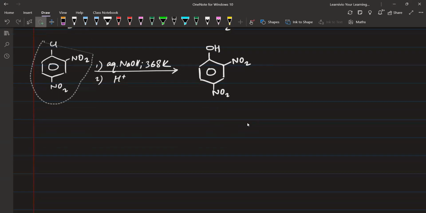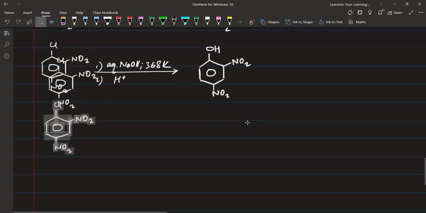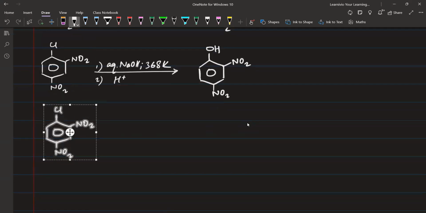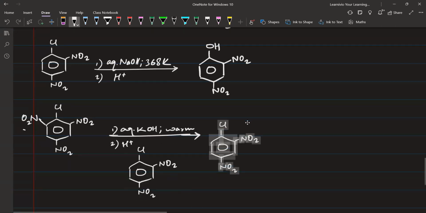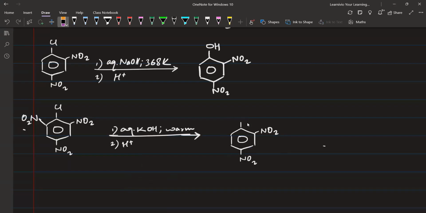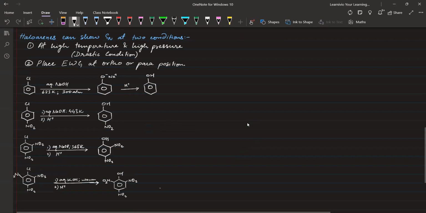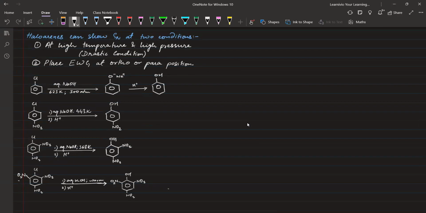Last one is, in all three positions you can have NO2 groups. If you haven't written, don't worry, I will give you time to write. Instead of NaOH, you can have KOH also, and this just needs a little warm temperature. Second step is H positive, and we'll get everything as it is. Instead of chlorine, there will be OH, and the NO2 will be as it is here also. So you can write this for the reactions of nucleophilic substitution of haloarene.